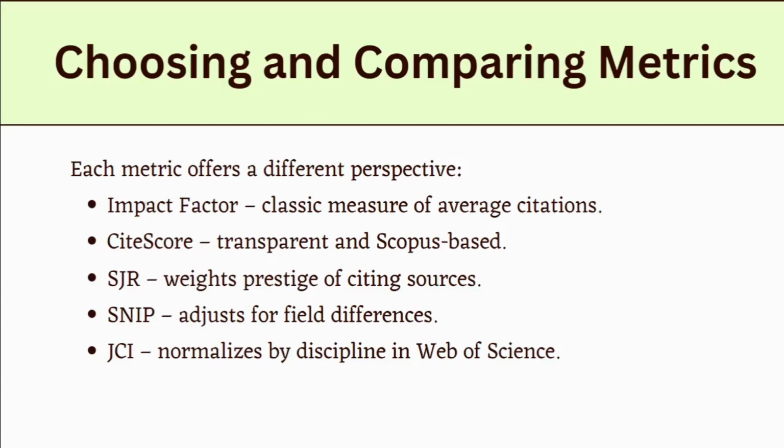As I already said, impact factor and JCI are not available free online. You need to have institutional access to Web of Science to get these values. Other CiteScore, SJR and SNIP are available on the Scopus source page. So let us go to the Scopus source page to check this out.